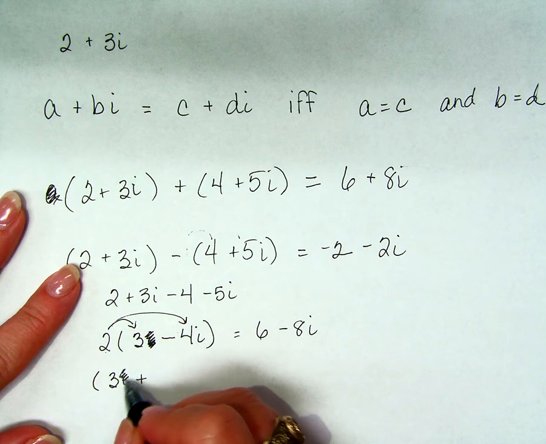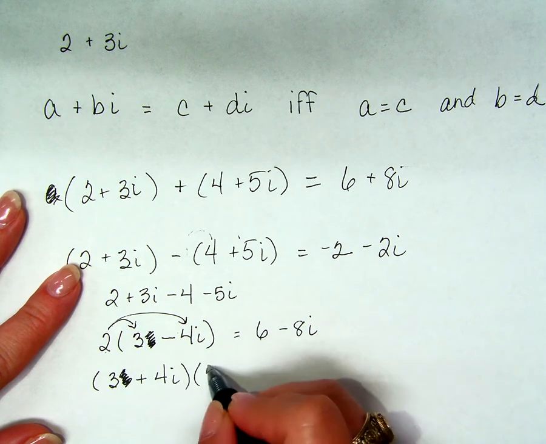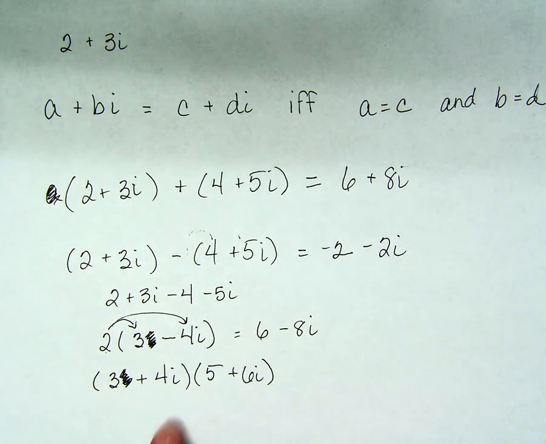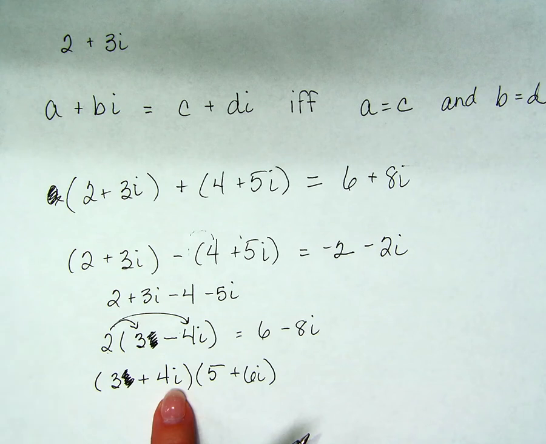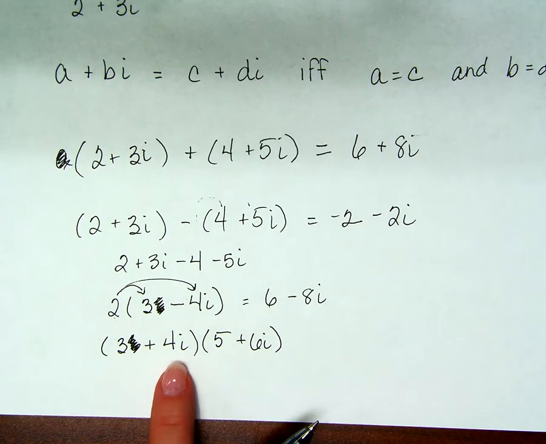Why do I keep doing that? 3 plus 4i times 5 plus 6i. That's my favorite one. Those of you who I didn't have in class last year, that's my favorite one. That's what I was called when I was little. 4i's. Yeah, okay.